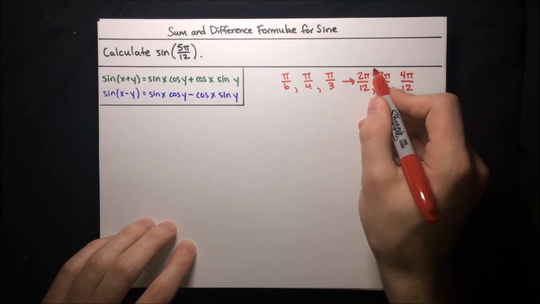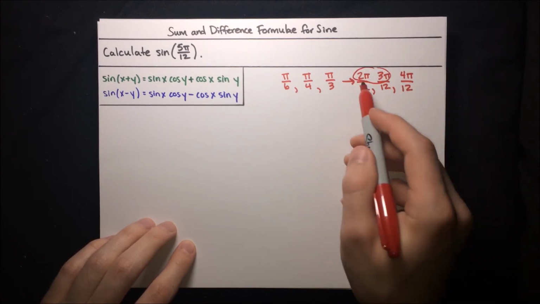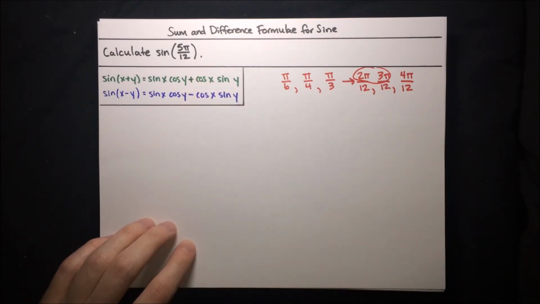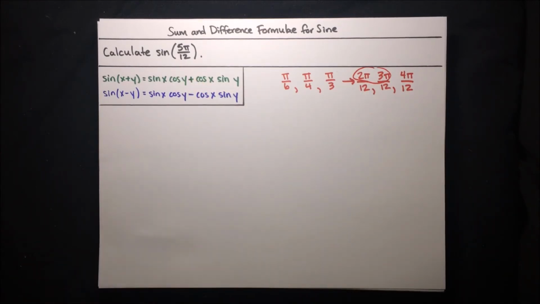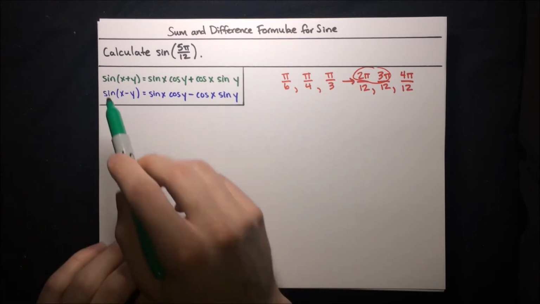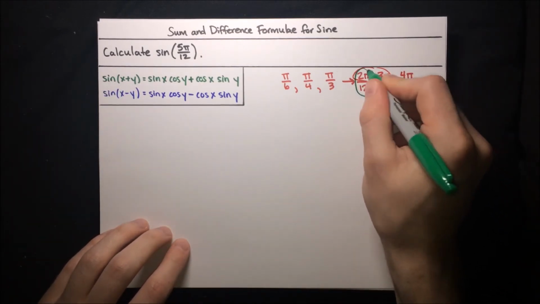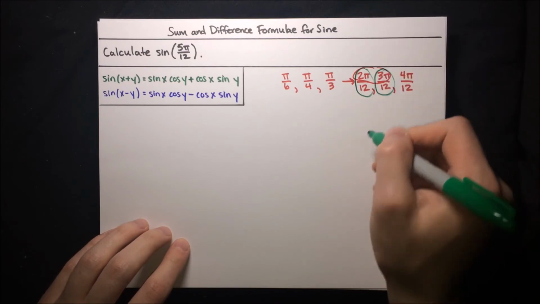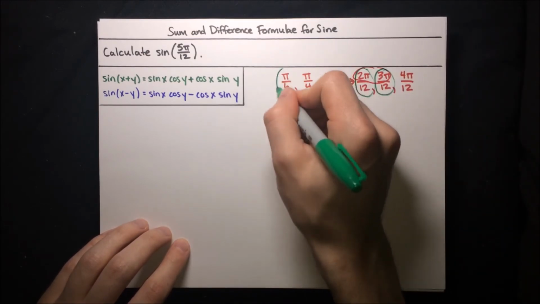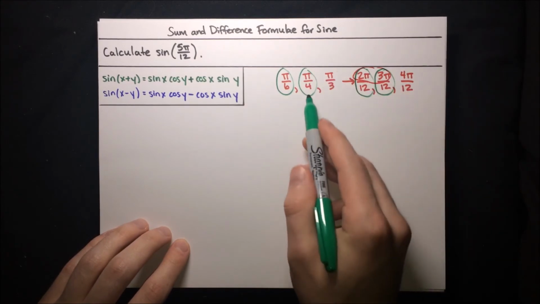Now, can we write 5 pi as a sum or difference of 2 pi, 3 pi, and 4 pi? Well, yeah, look at that. That's 2 pi and 3 pi. If we add these two together, we'll get that. Okay, so we can tell that we're going to be using the sum formula here. We're going to be using sine of x plus y with these two special angles, 2 pi over 12 and 3 pi over 12. In other words, pi over 6 and pi over 4.